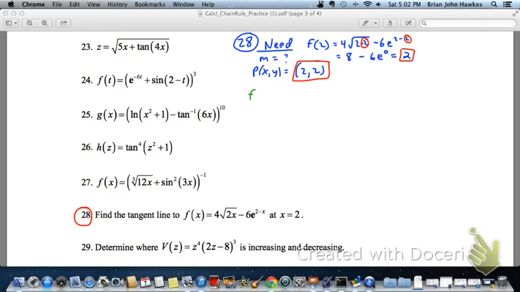Here's the deal. As I keep saying, I don't like to take the derivatives of radicals, so I'm going to rewrite that as 2x to the 1/2 minus 6 times e to the 2 minus x. Now I can focus on the derivative and not have to do too much in my head. So we have 4 times the derivative of 2x to the 1/2, which is 1/2 times 2x to the negative 1/2.